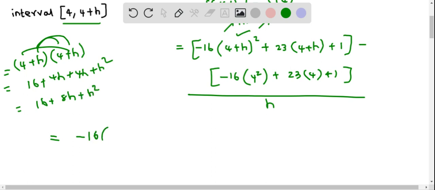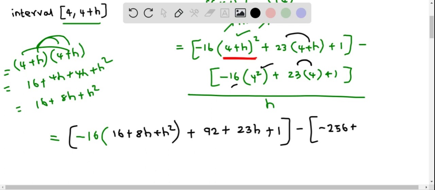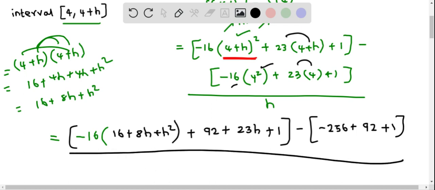So therefore we already have negative 16 times what we just found out, that is 16 plus 8h plus h squared, plus 23 times 4 plus h. We can distribute this. 23 times 4 is 92. So I'm going to put this as 92 plus 23 times h is 23h, plus 1. So this closes the first bracket, minus, let's simplify this. This is 4 squared is 16, and 16 times negative 16 is negative 256, plus 23 times 4 is positive 92, plus 1. And this is all over h.